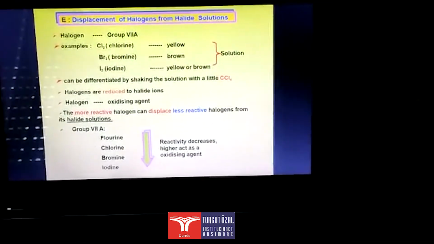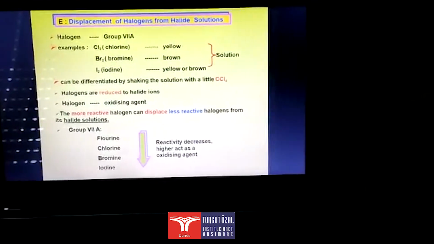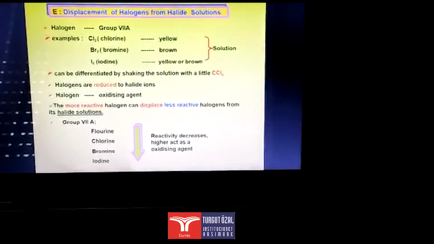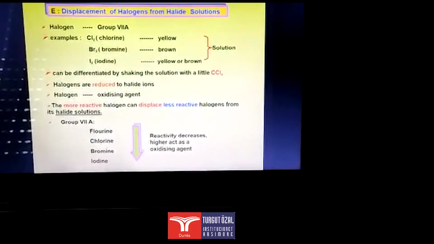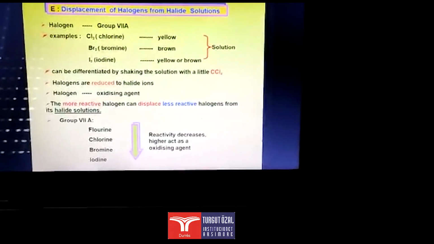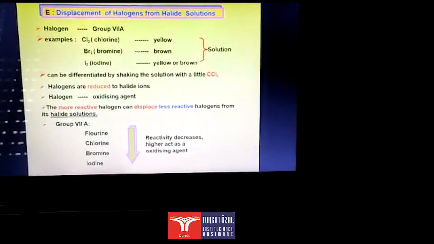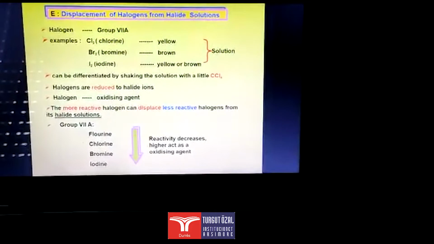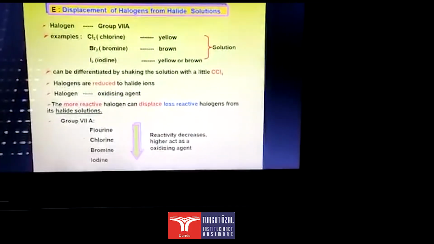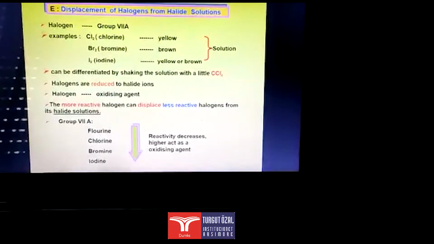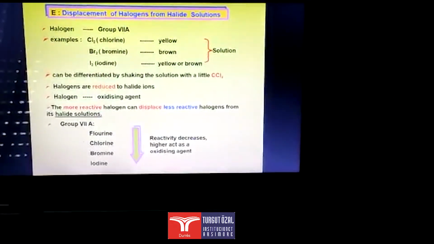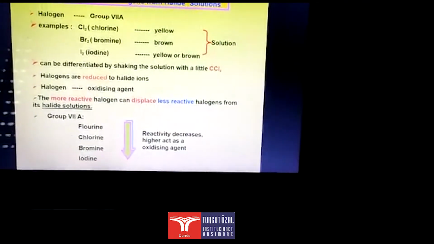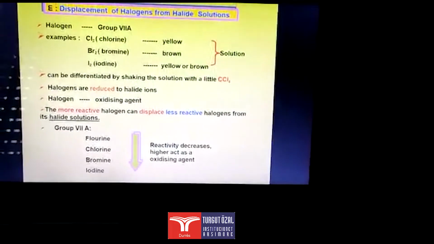The displacement of halogens from halide solutions. Halogens, as we know, are 7th group A, for example chlorine, bromine, iodine. They can be differentiated by shaking the solution with a little carbon tetrachloride. Halogens are reduced to halide ions. Halogens are oxidizing agents. The more reactive halogen can displace less reactive halogens from their halide solutions. For example, in 7th group A, fluorine is the most reactive, then comes chlorine, bromine, and iodine.